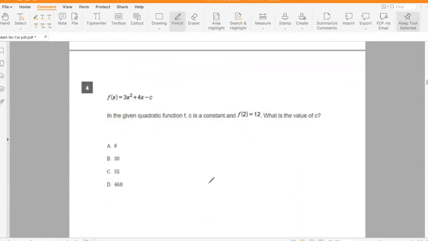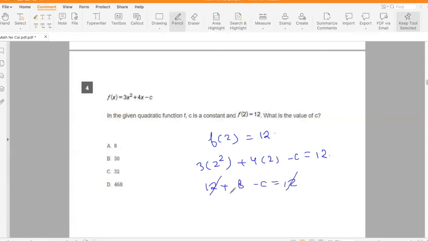In the given quadratic function f, c is a constant and f(2) is 12. What is the value of c? So f(2) is 12. So 3 times 2 squared plus 4 times 2 minus c is 12. 2 squared, 4, into 3, 12, plus 8 minus c is 12. 12 and 12 cancel, so c is 8.